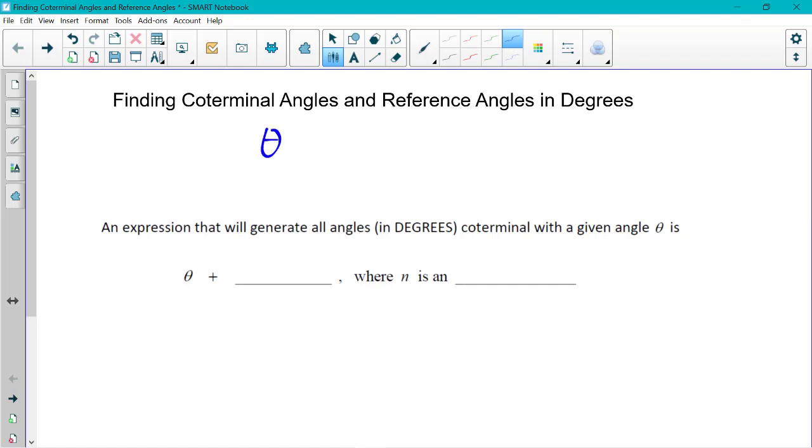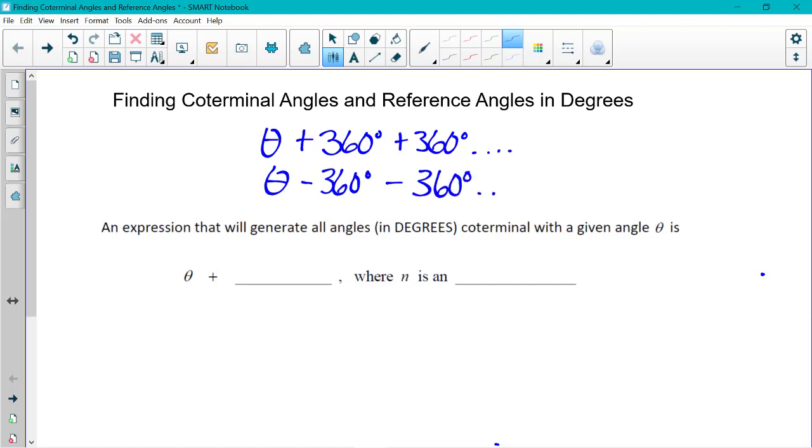So for example, if I have an angle theta and I want to find an angle that is coterminal, I can add 360 degrees to it. And if I want to find another angle, then I could add another 360 degrees to that, and so on and so on. Or I could subtract 360 degrees, get an angle, find another one, I could subtract another 360 degrees, and so on. So basically, we're adding and subtracting multiples of 360 degrees.